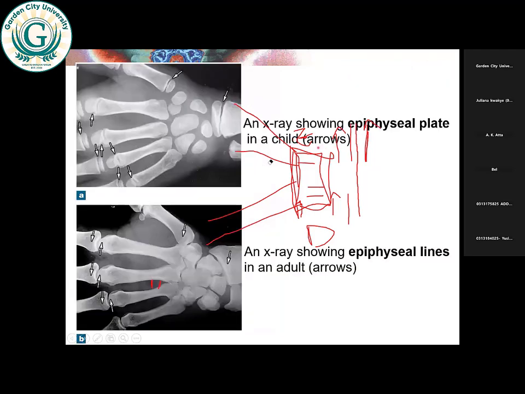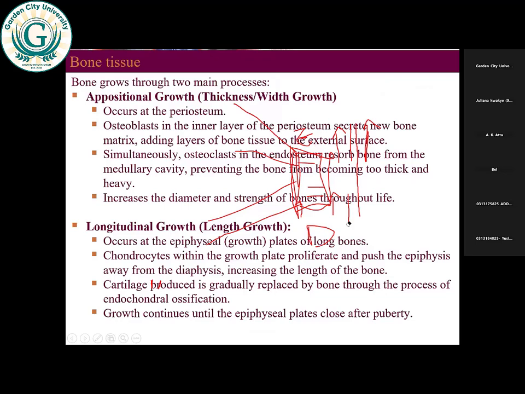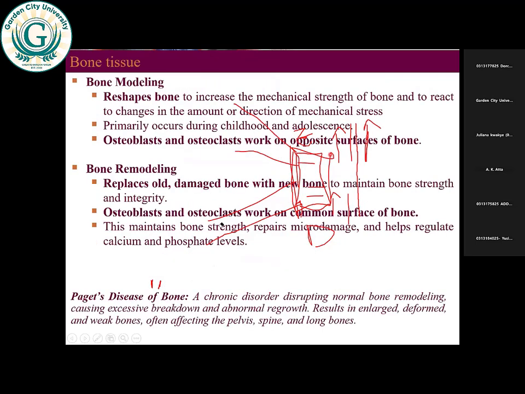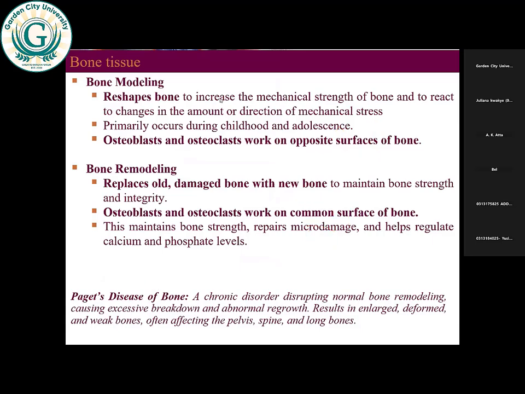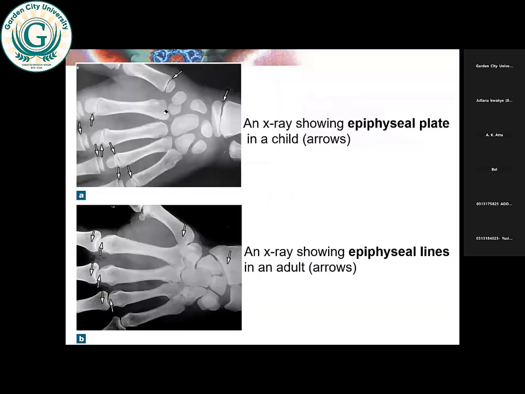So let me show you an image, an X-ray. If you look at this X-ray here, you see it is not a fracture. This one is not a fracture. This is the epiphyseal plate. This is cartilage. When they close, they become an epiphyseal line.